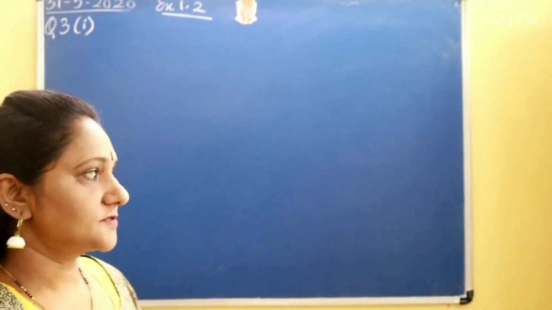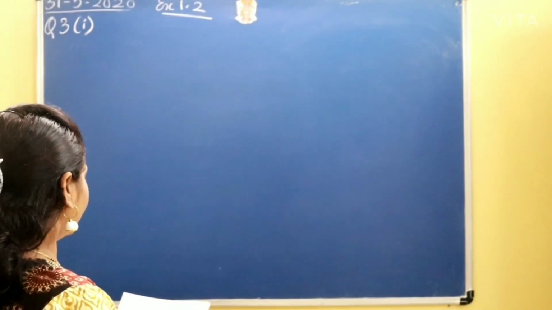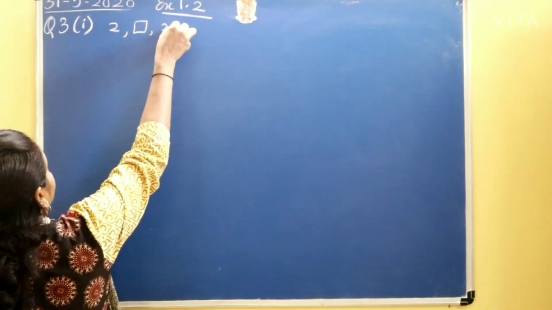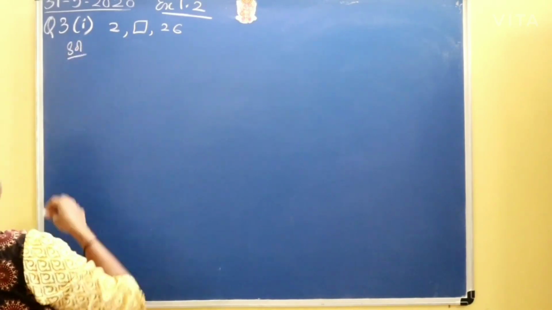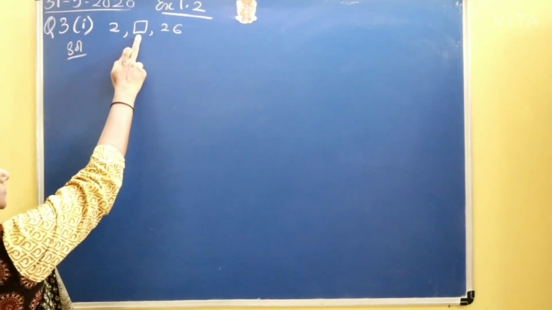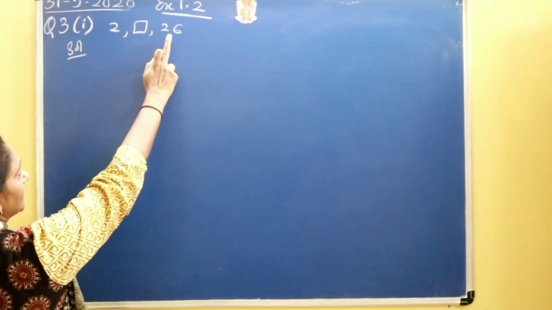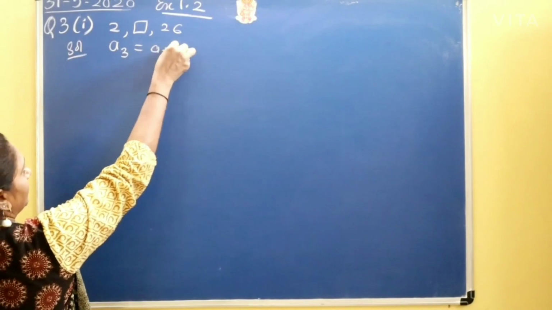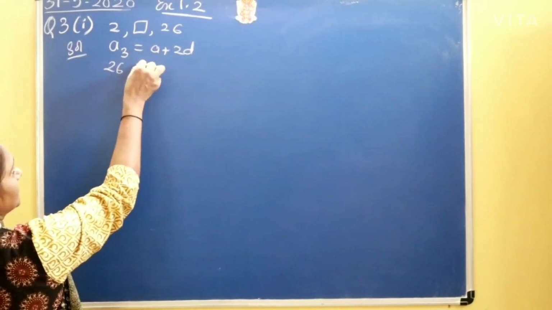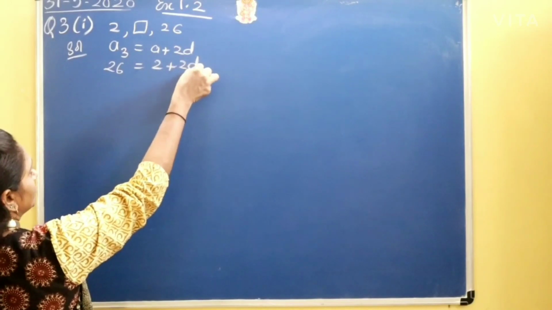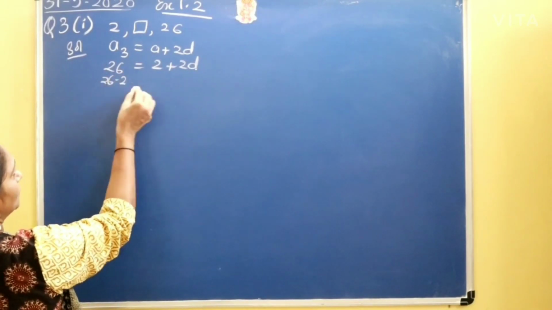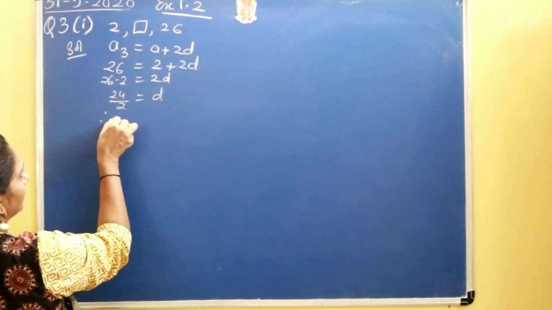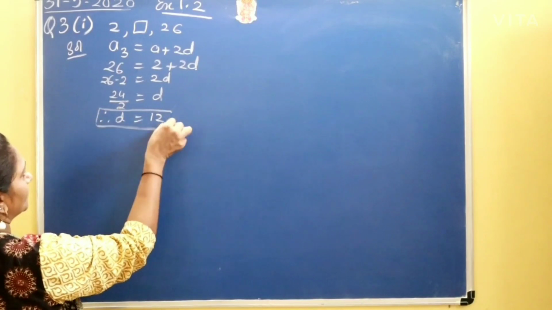Question number 3 of exercise 1.2. You have to find the missing terms. The first one is 2, box, 26. So here you see this is a1, this is a2, this is a3. a2 is missing. We have a and a3. So a3 is equal to a plus 2d. 26 is equal to 2 plus 2 into d. 26 minus 2 equal to 2d. 24 divided by 2 is equal to d. Therefore, d is equal to 12.